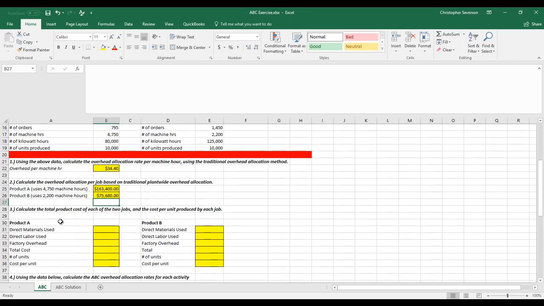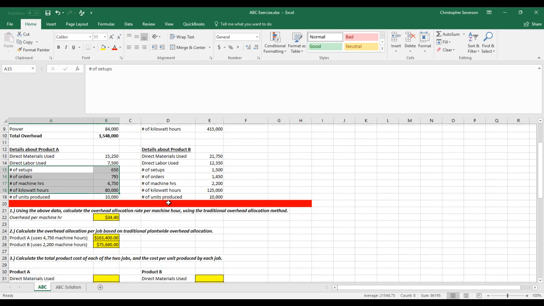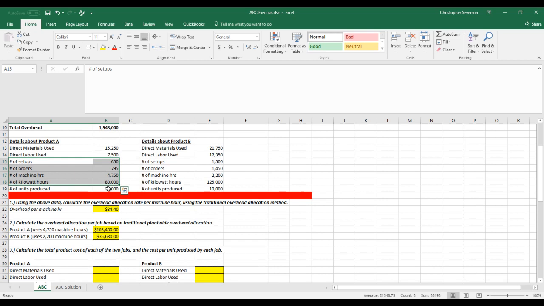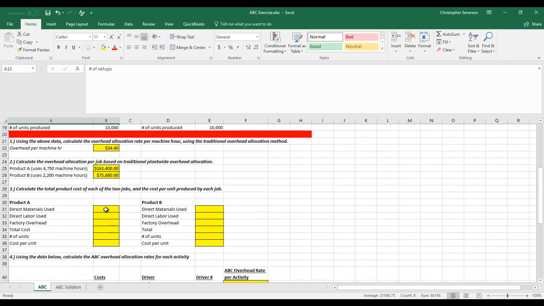So now let's go down to requirement 3. Calculate the total product cost of each of the two jobs, or each of the two products in this case, and the cost per unit produced by each job. So let's take a look here. Up under each job, they tell us how many materials were used, how much labor was used. They give us the quantity of each of those drivers, those activity drivers. We're going to use that to calculate overhead. They give us the number of units produced to identify a per unit cost.